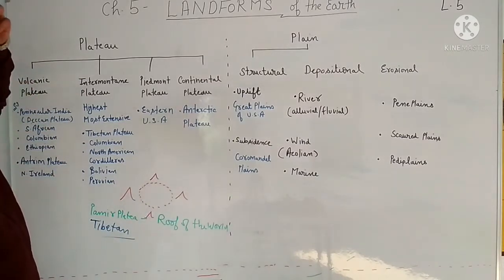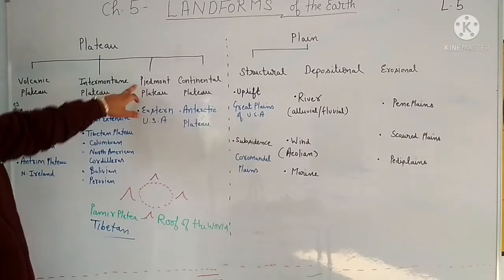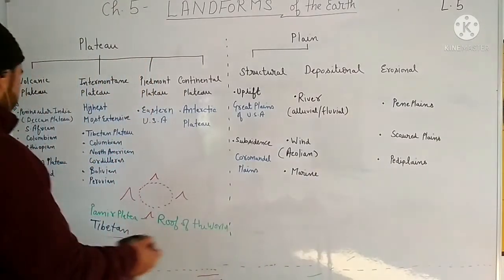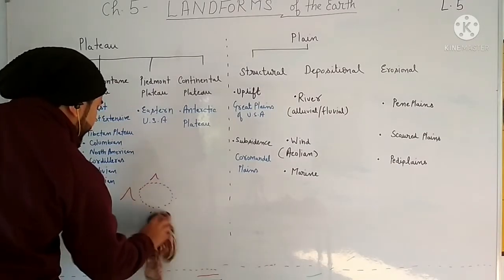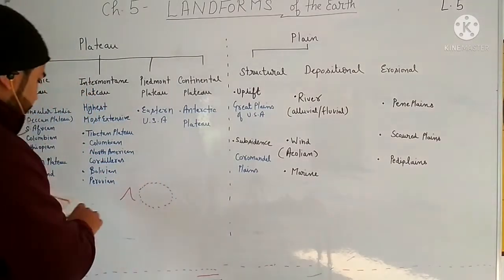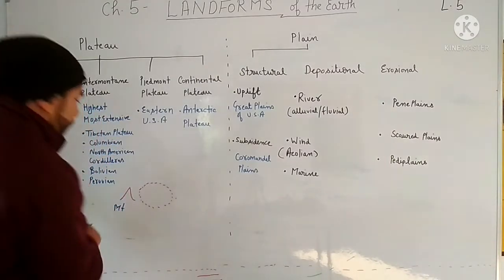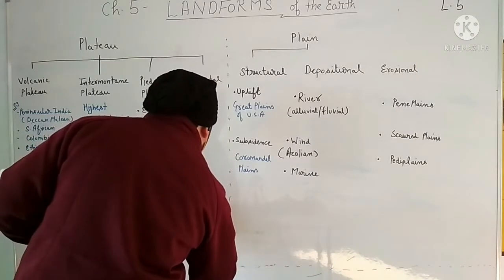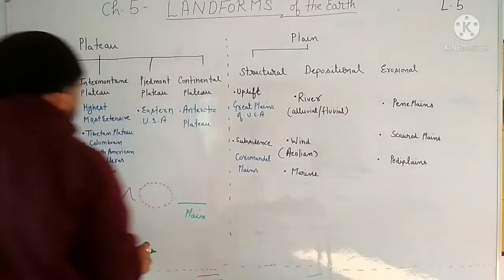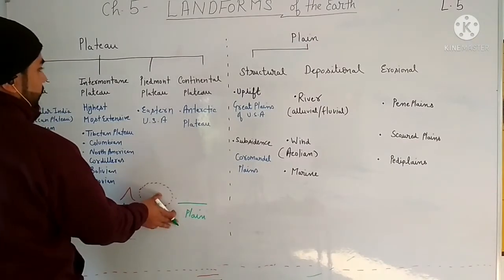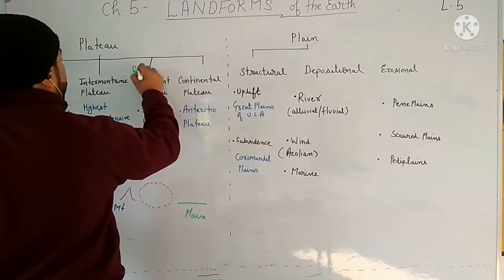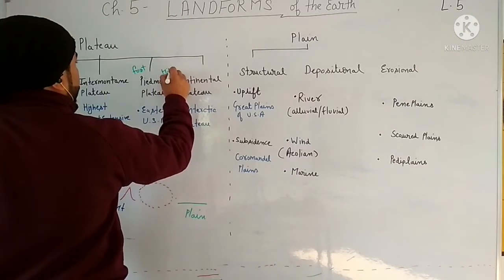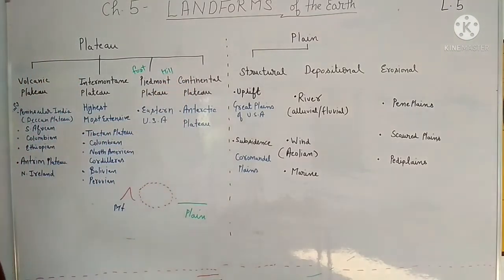Then the third type of plateau is Piedmont Plateau. Piedmont Plateau is similar to the intermontane plateau, but here one side of this plateau is surrounded by mountain and another is surrounded by plain. Suppose here it is mountain, and here suppose we have a plain. So the plateau which is in between a mountain and plain is called Piedmont. Pied means foot, mont means hill. So the plateau which is found at foothills is called Piedmont Plateau, like eastern USA.